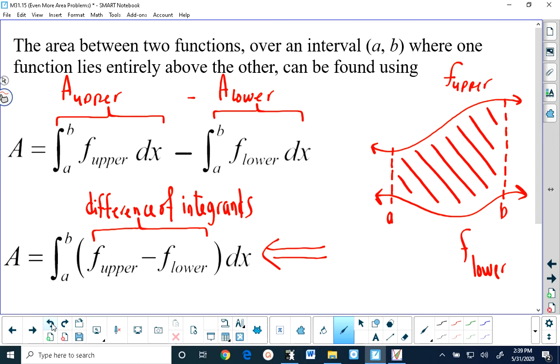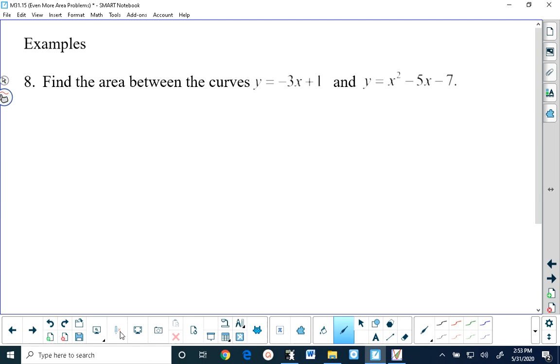The second method, which is what I'm going to use from here on in, involves one antiderivative because you're going to get one integrand. All right, example 8: find the area between these two functions, y equals negative 3x plus 1 and y equals x squared minus 5x minus 7. Well, we can go back and use some knowledge that we've gained from Math 20-1, and that's that this quadratic function, since the leading coefficient is positive, is going to be a parabola that opens upward.